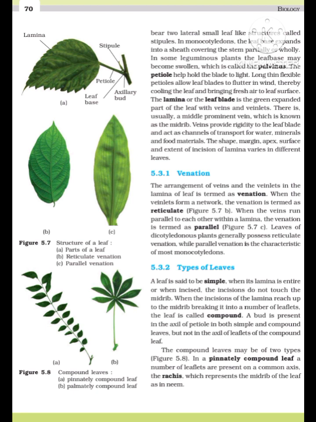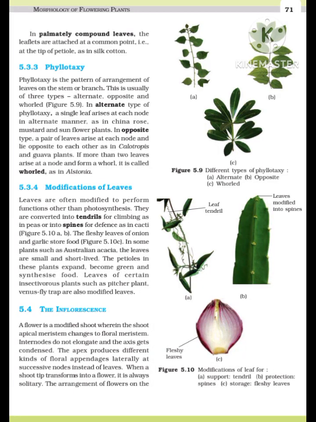The compound leaves may be of two types, Figure 5.8. In a pinnately compound leaf, a number of leaflets are present on a common axis, the rachis, which represents the midrib of the leaf, as in neem. In palmately compound leaves, the leaflets are attached at a common point, that is, at the tip of petiole, as in silk cotton.